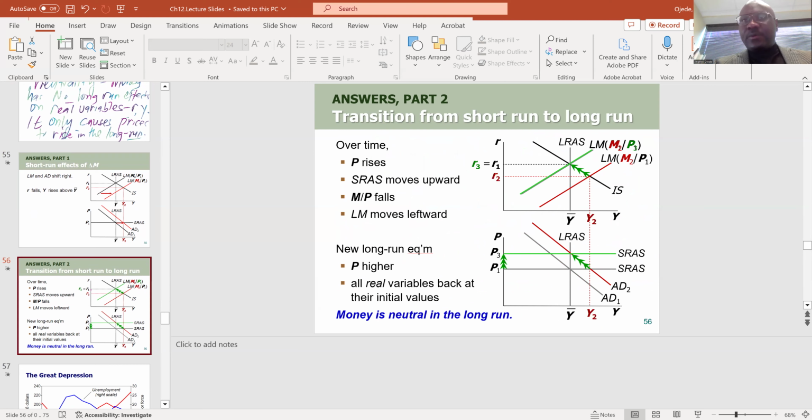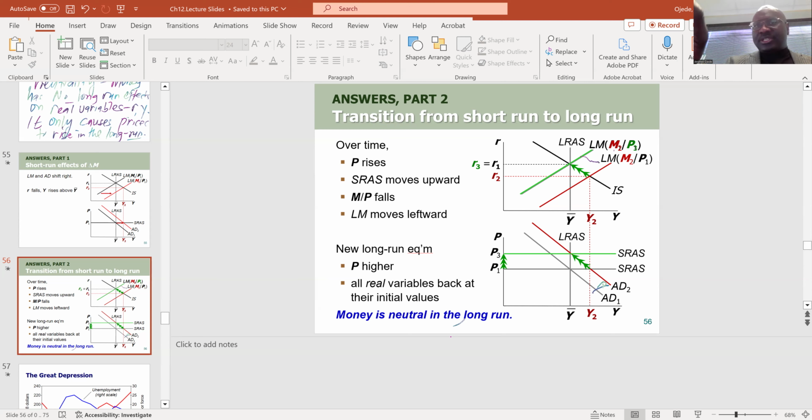So here's exactly what I just talked about here. Money is neutral in the long run. When the Federal Reserve increased the money supply, remember the first thing that happened: the money supply increased from M1 to M2. We shifted this to the right, and we shifted the what? The AD curve to the right as well, to AD2.